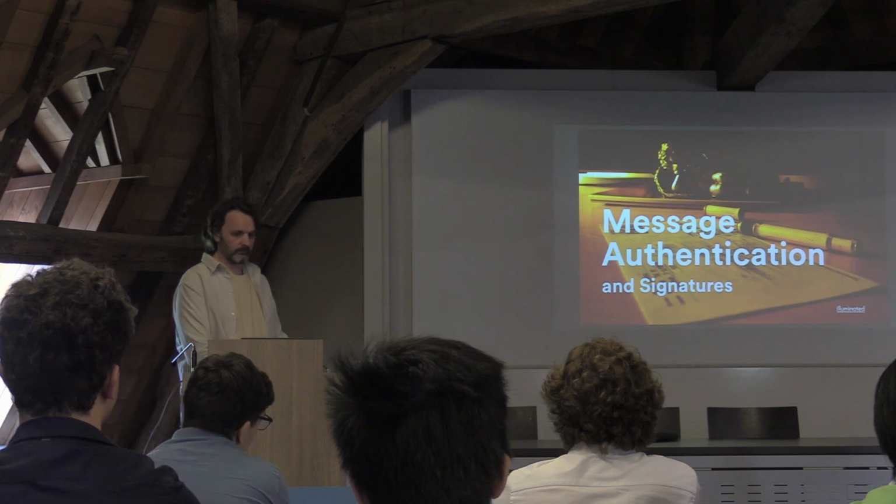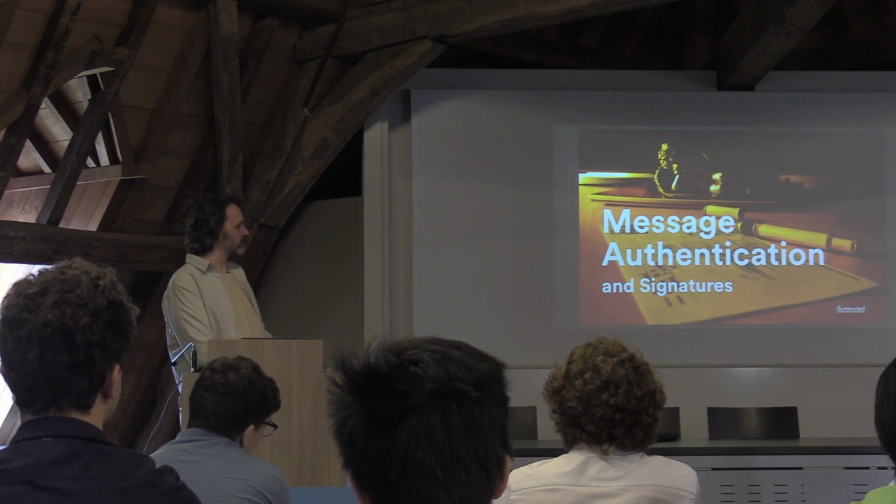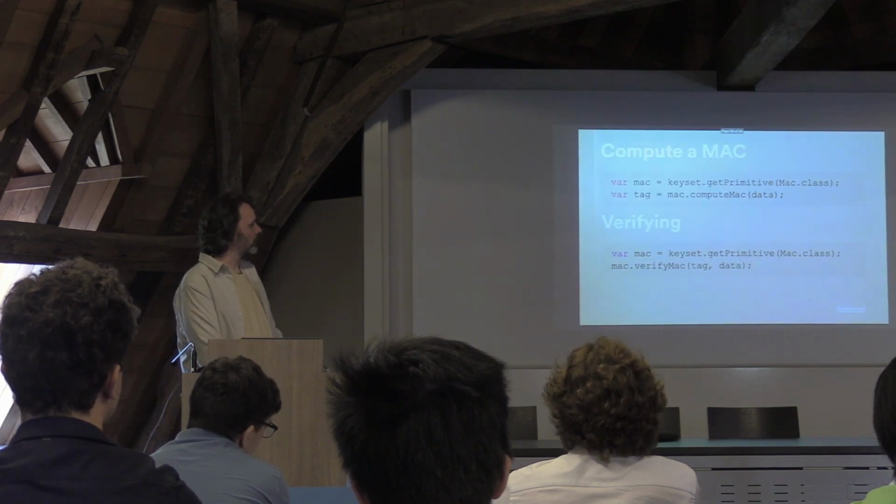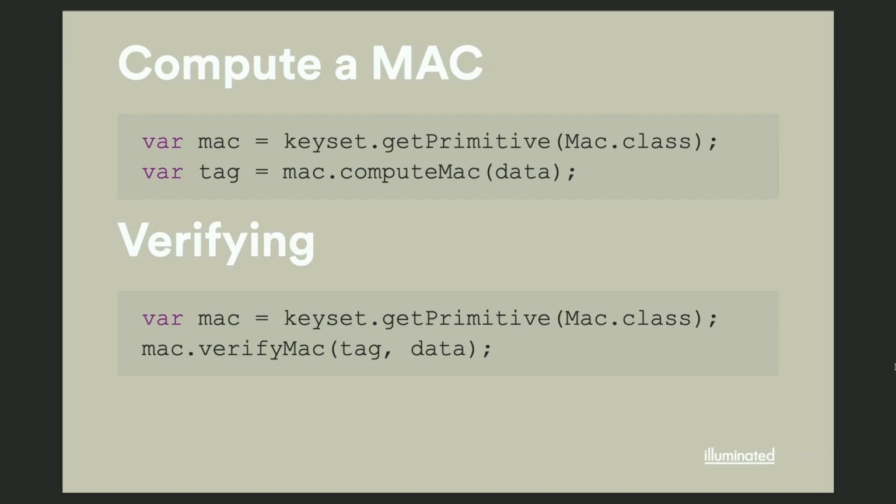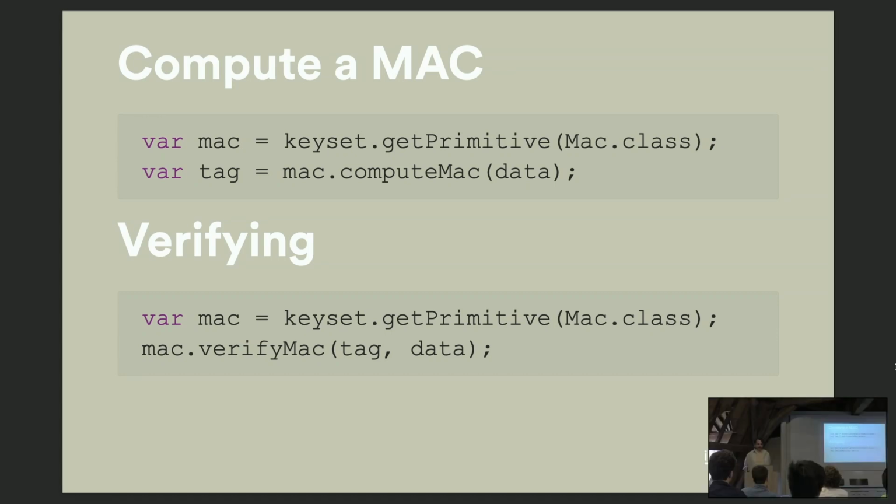So we look now at message authentication and digital signatures. So these are pretty straightforward. Message authentication, or a MAC, message authentication code, is basically like the authenticated encryption we saw before, but without the encryption. So it just authenticates. So you get data origin authentication or message authentication. And this is dead simple in Tink.